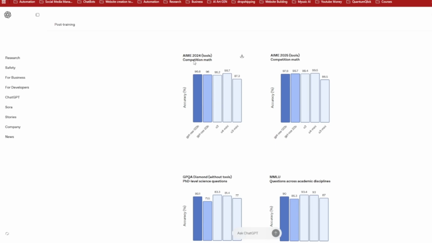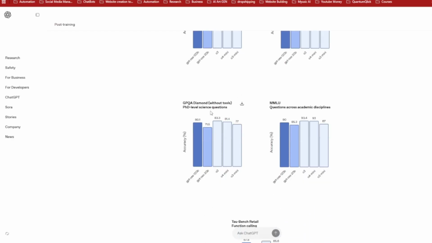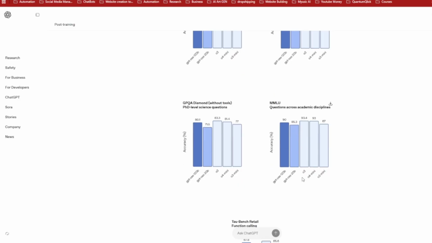Here on the AIME math competition, it performed a total of 96.6, and you can see here the best model from OpenAI is performing at a 98.7, which is just a 2% difference. This is quite good, and I would say very impressive. Overall, you can see even on the GPQA Diamond test, these are PhD level scientific questions, and it's performing 80, and the best model is performing 83. Just a 3% difference. So I would say this, if you are to use this, and given that it's for free, you wouldn't get much of a difference from using something like O3 or O4 mini.